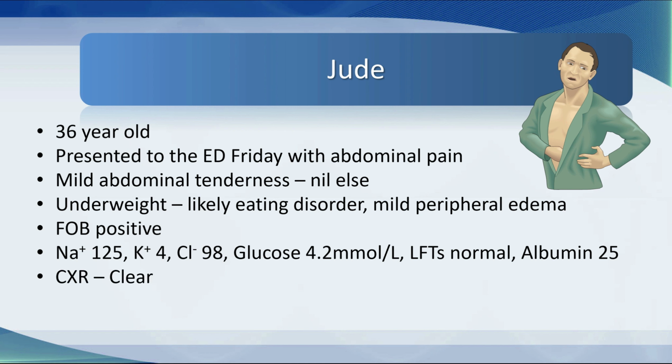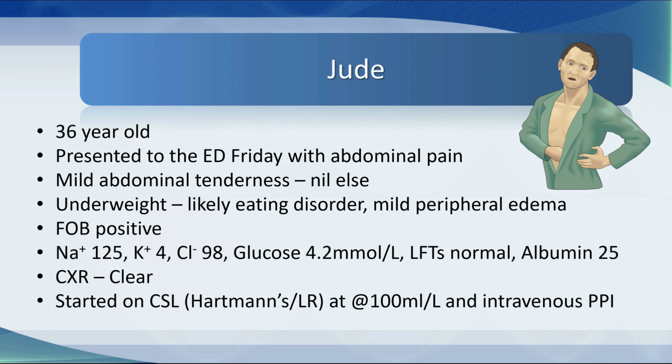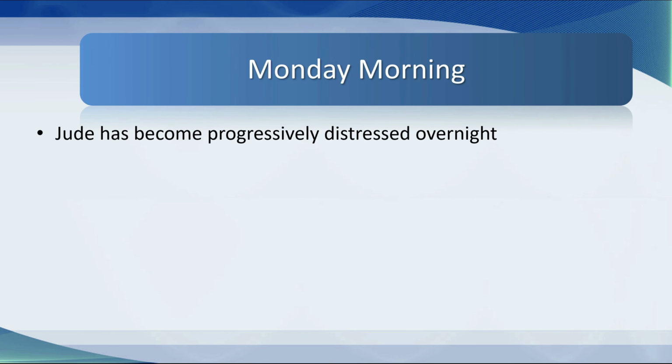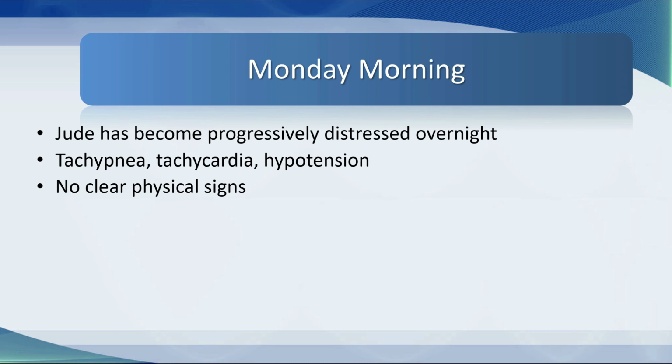The chest x-ray is clear. He was started on lactated Ringer's or Hartmann solution at 100 ml an hour and given an intravenous proton pump inhibitor and then sent to the ward. Now that was on Friday. On Monday morning we were called to see him. Jude is now progressively distressed, tachypnoeic, tachycardic and hypotensive. There are no clear physical signs. The urinary catheter bag is full, so Jude has good urinary output.